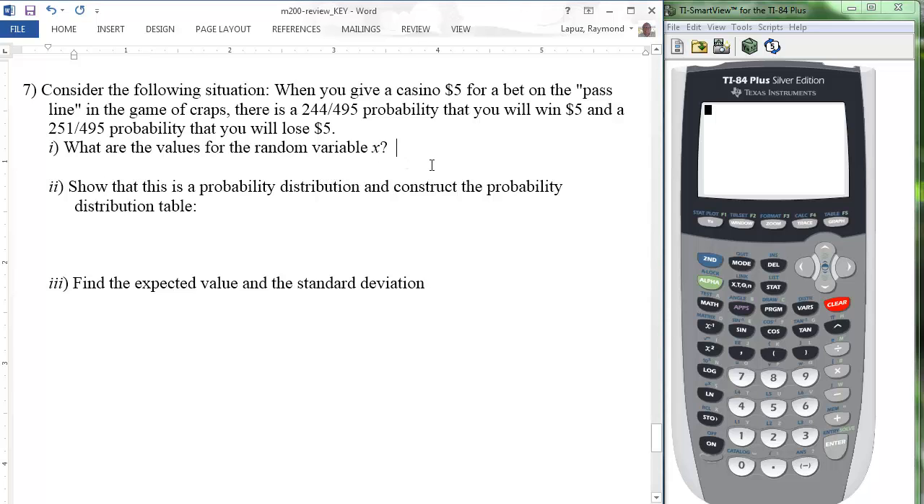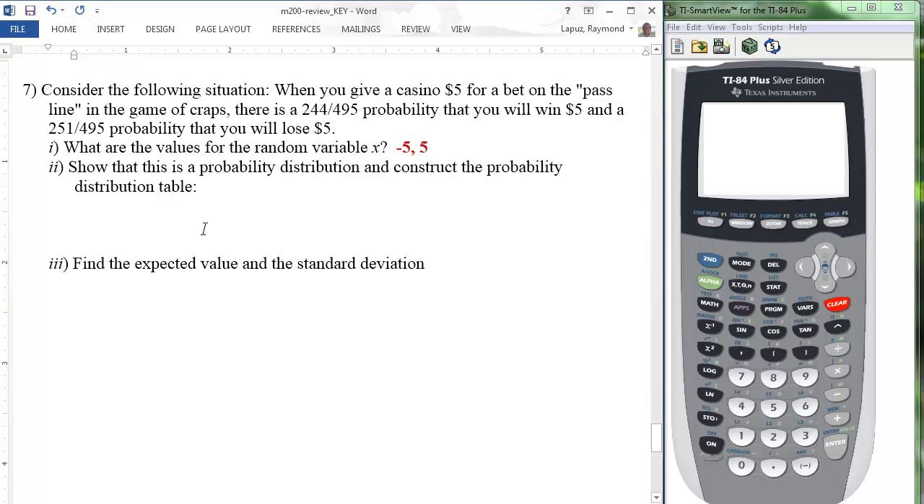What are your random variables? So in this case, you really have a win or loss random variable, and the amount of money that you win or lose would be your random variable. So if you lose, you're out $5. If you win, you're up $5. So really, these are the only two values that you have, 5 and negative 5. Put dollar signs there if you want.